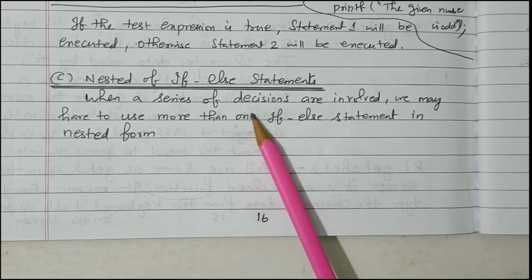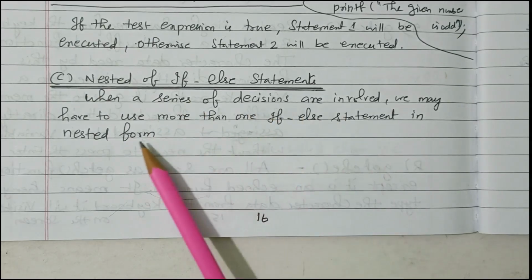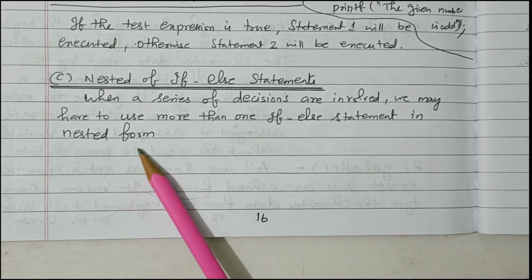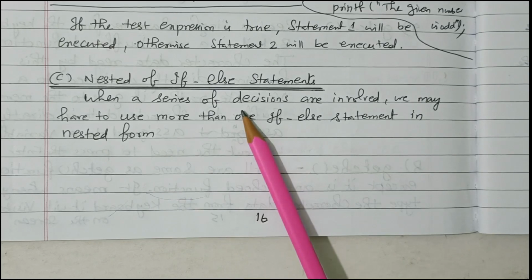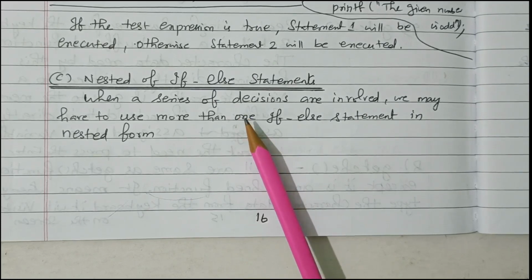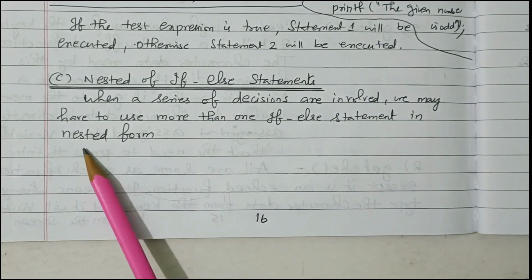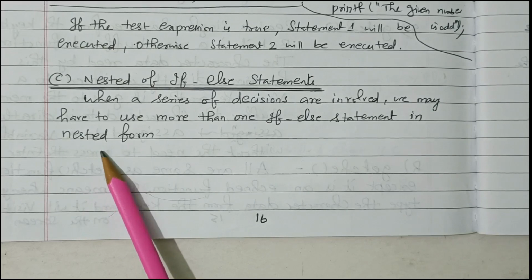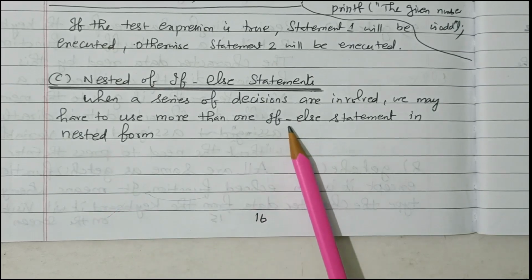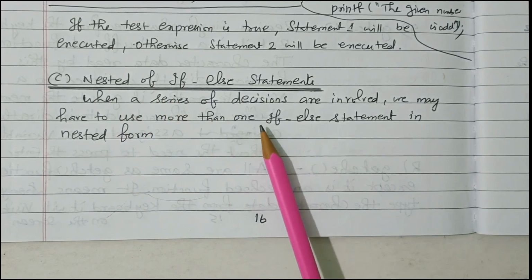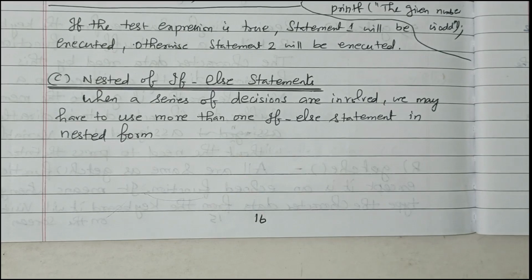When a series of decisions are involved, we may have more than one if else statement in the nested form. Suppose we are having n number of decisions, more than one decision, then we need to go with if else statements in a series form, that is nested form, added together. When more than one if else statement is given, it is called a nested if else statement. Now we'll see the general format for the nested if else statement.